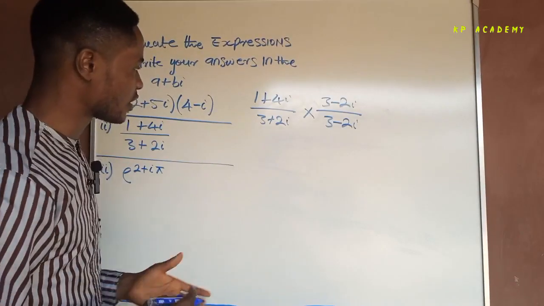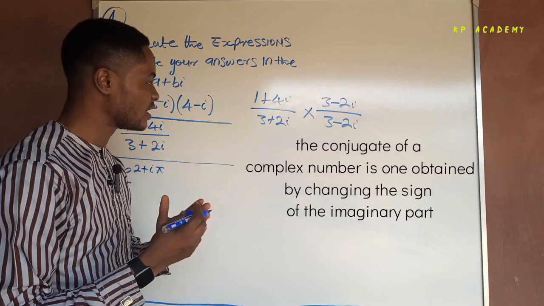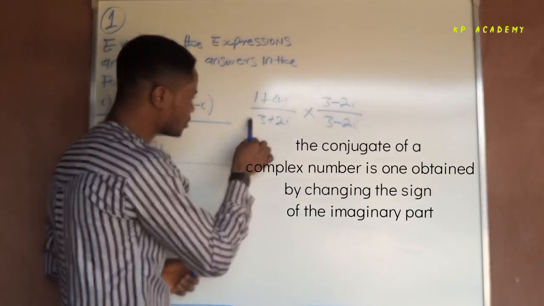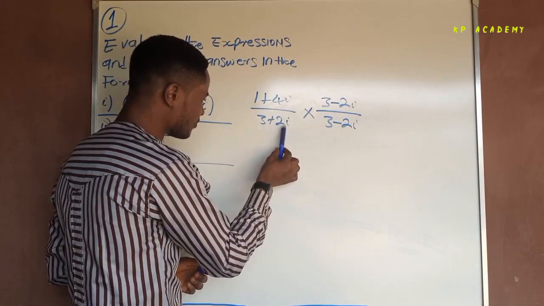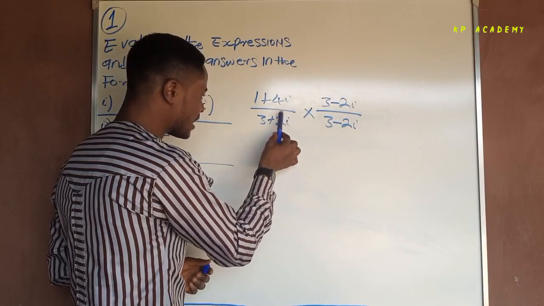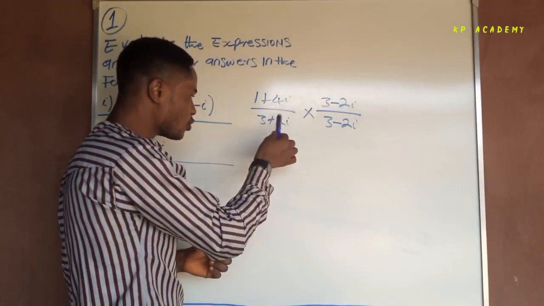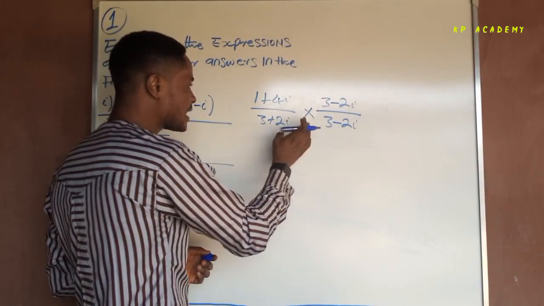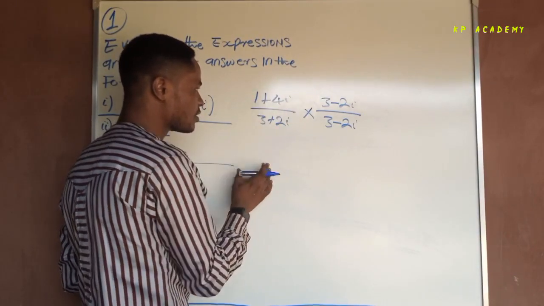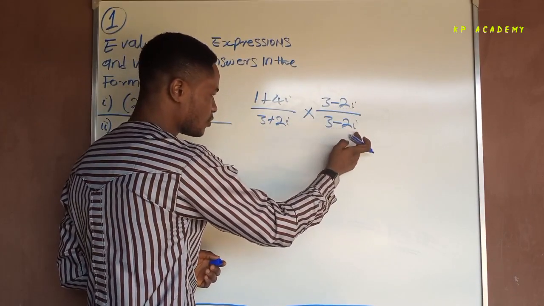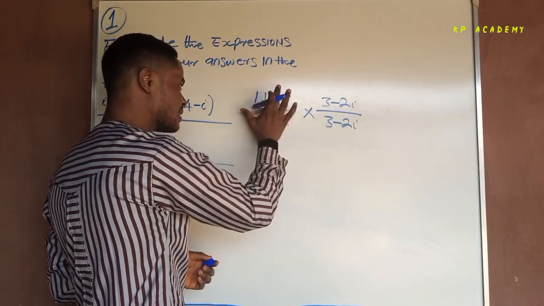Now, what is a conjugate of a complex number? A conjugate of a complex number is nothing but a complex number obtained by changing the sign of the imaginary part. So if you focus your attention on the denominator here, you find that this is a complex number whose imaginary part is positive. The imaginary part here is this 2i, and 2i is positive. So if I change the sign from plus to minus, the outcome will be the conjugate of this complex number. Multiplying by the conjugate of this denominator has not changed anything here, because this is 3 minus 2i all over 3 minus 2i. These two can cancel out to give you 1, so the expression is still the same.